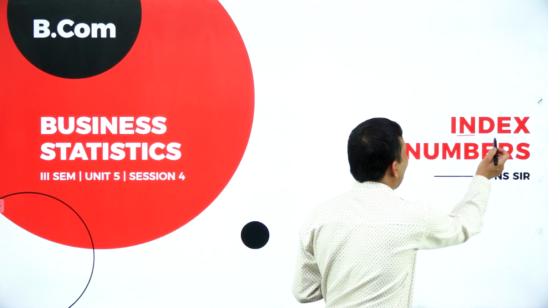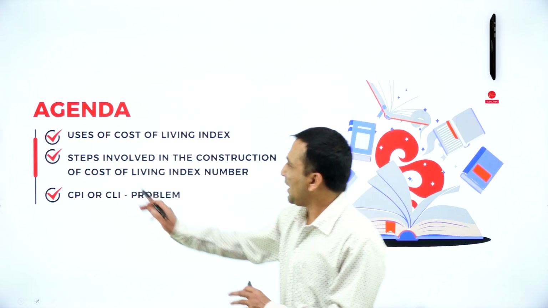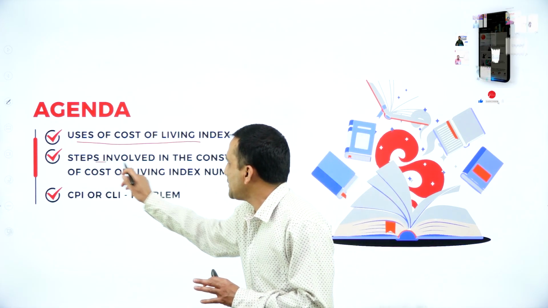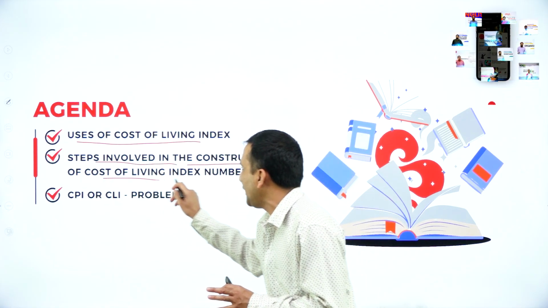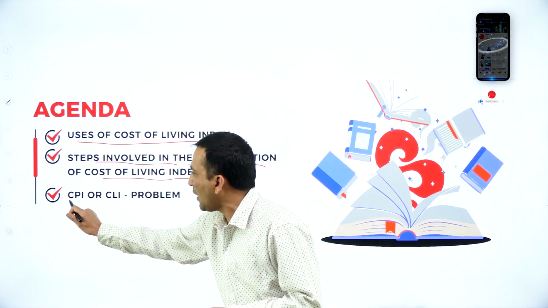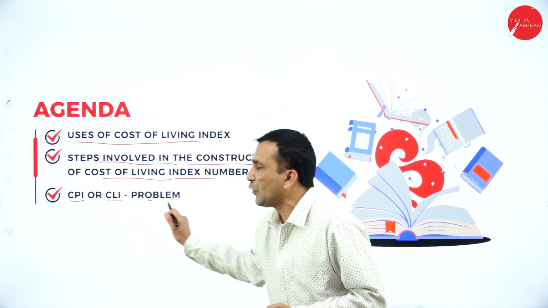So last unit, index number, which is a continuation section for index number. And today my agenda is the uses of cost of living index and the steps involved in construction of cost of living index. Or you can say a few problems related to the cost of living index.